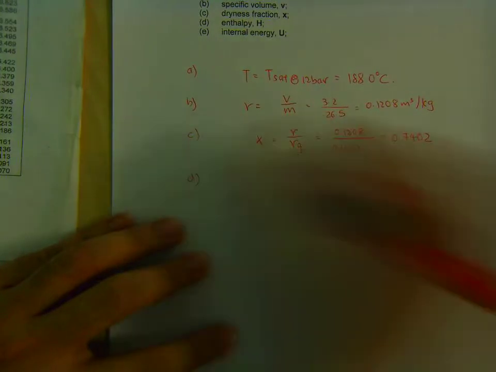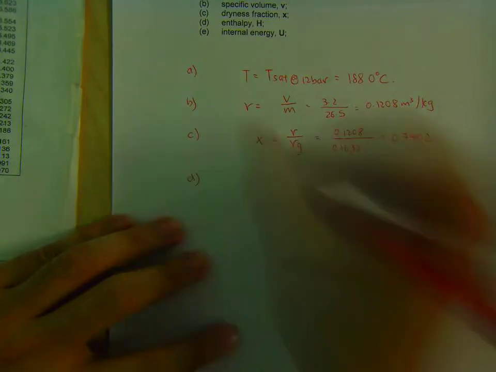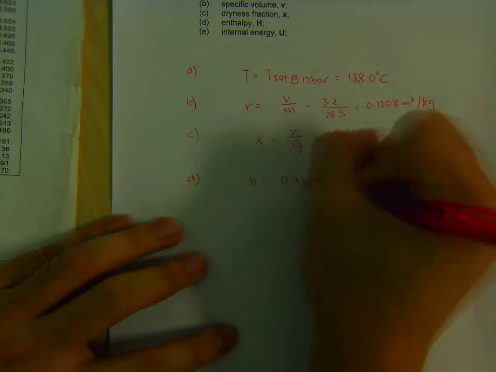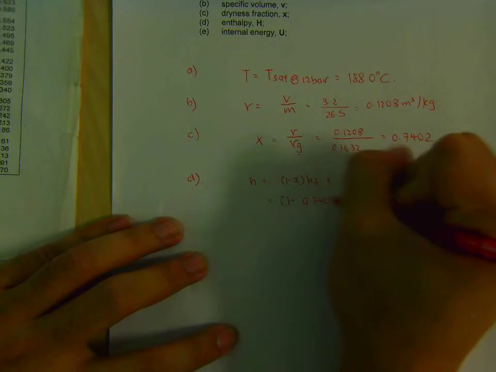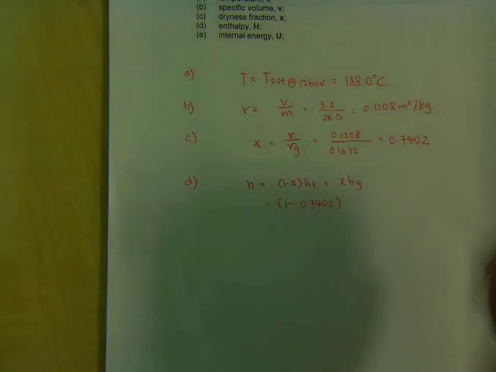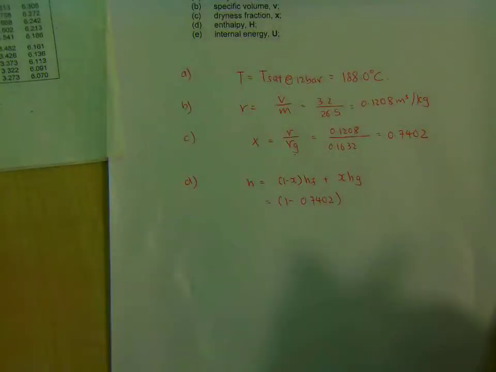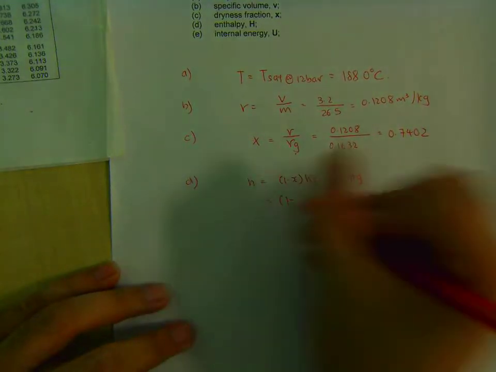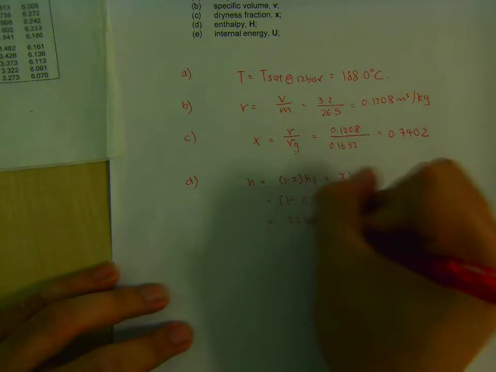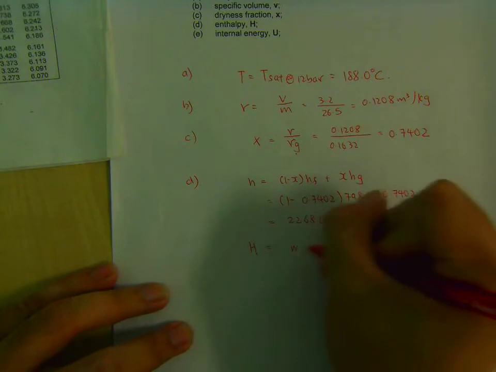D, you want to get the enthalpy. To get the specific enthalpy of a wet steam, we use the wet steam formula: (1 minus x) hf plus x hg. So 1 minus 0.7402. hf will be hf at 12 bar, hg also hg at 12 bar. So at 12 bar, hf 798, hg 2784. Plug in the values: 798 plus 2784. This value here will get 2268.04 kilojoule per kg.